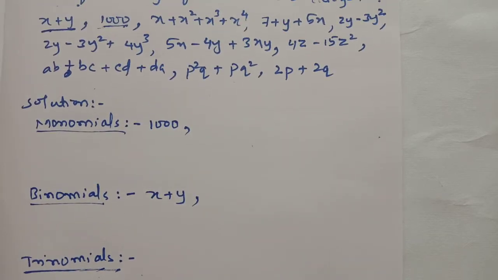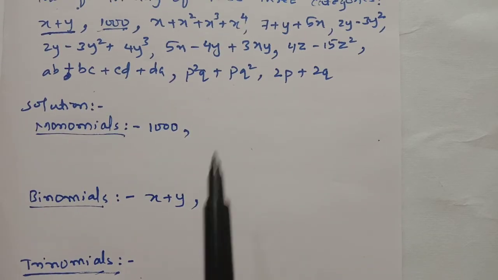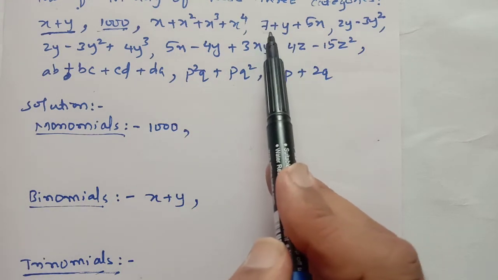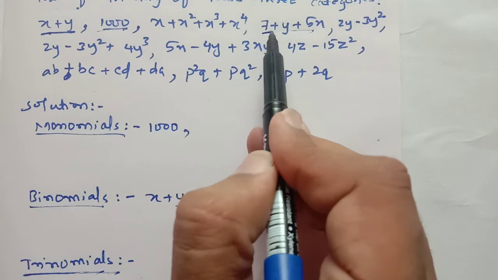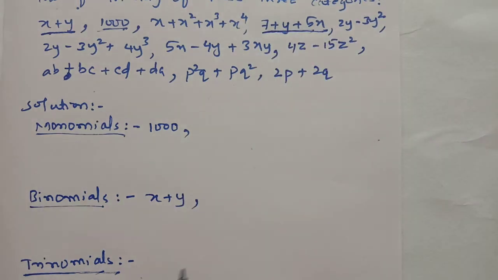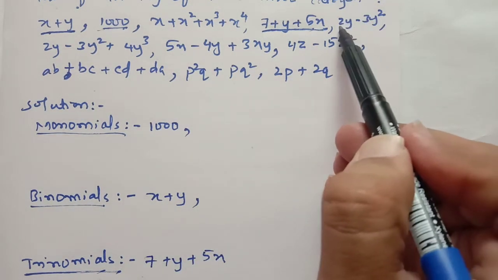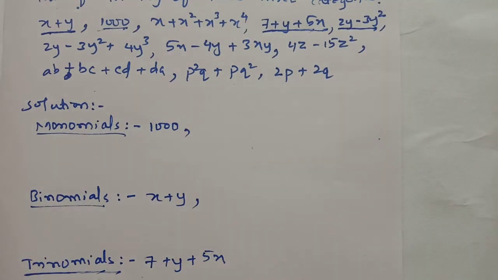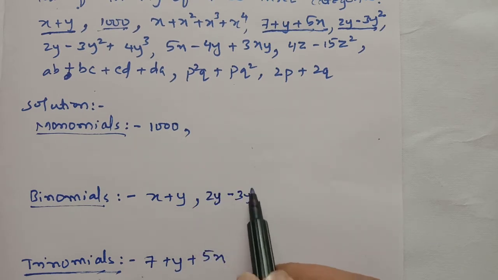Again, let's see the next expression. 7 plus y plus 5x. You see there are 3 terms. So we can say this is a trinomial. 7 plus y plus 5x. Next, student. Here we have 2 terms. This is a binomial. An expression having 2 terms is a binomial. So that expression will come in binomial.